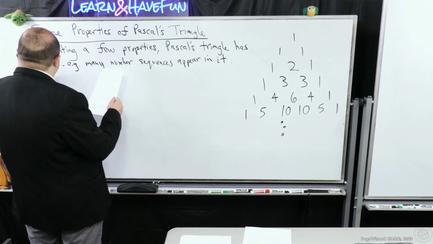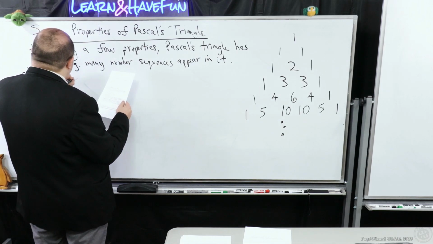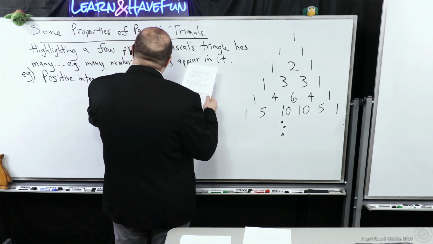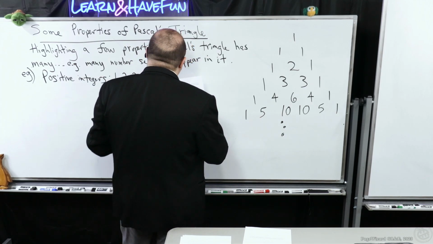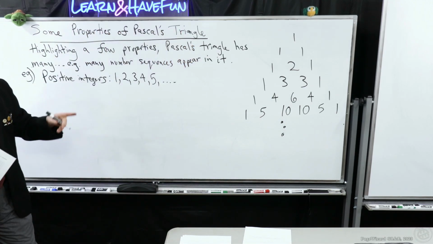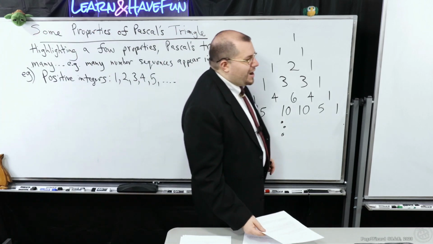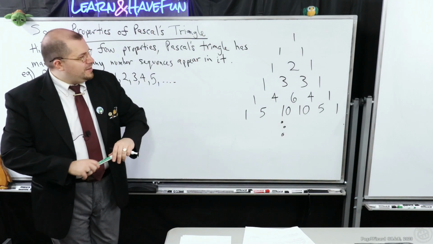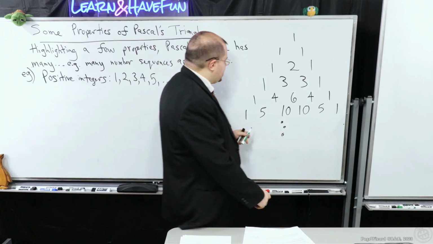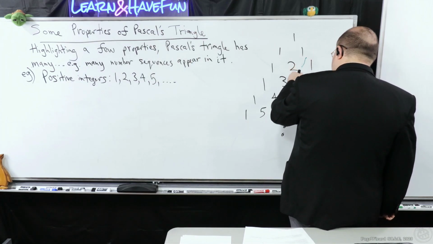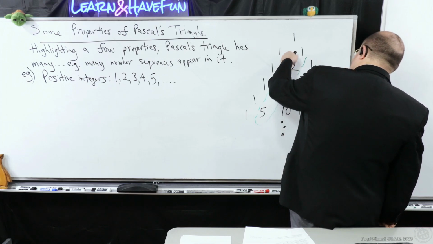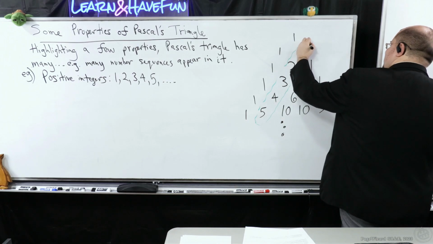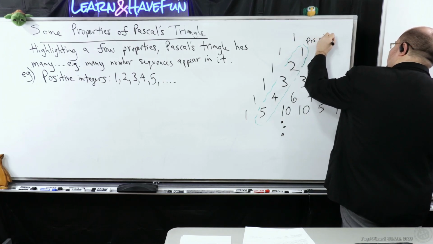So, for example, you can consider the positive integers. So 1, 2, 3, 4, 5. So where are the positive integers in here? There's at least one way you can find them. You might see them right here. Right there. Or you might see them like this too. There's your positive integers right there.